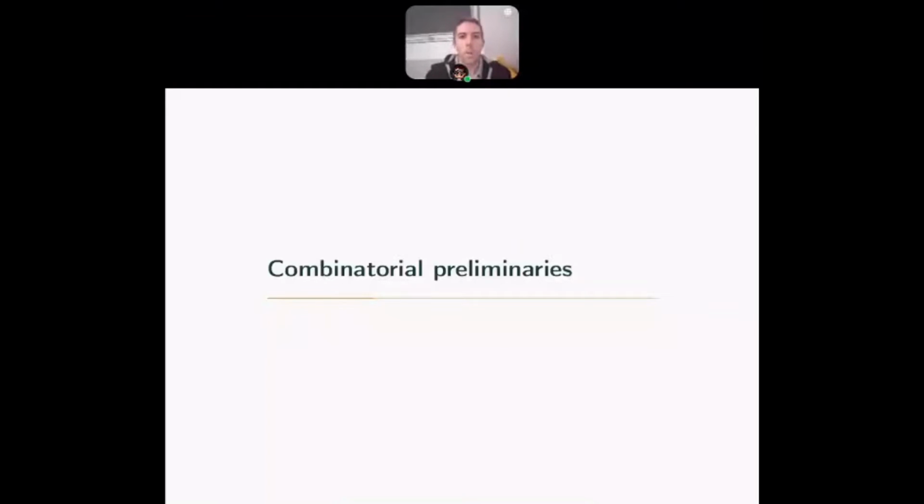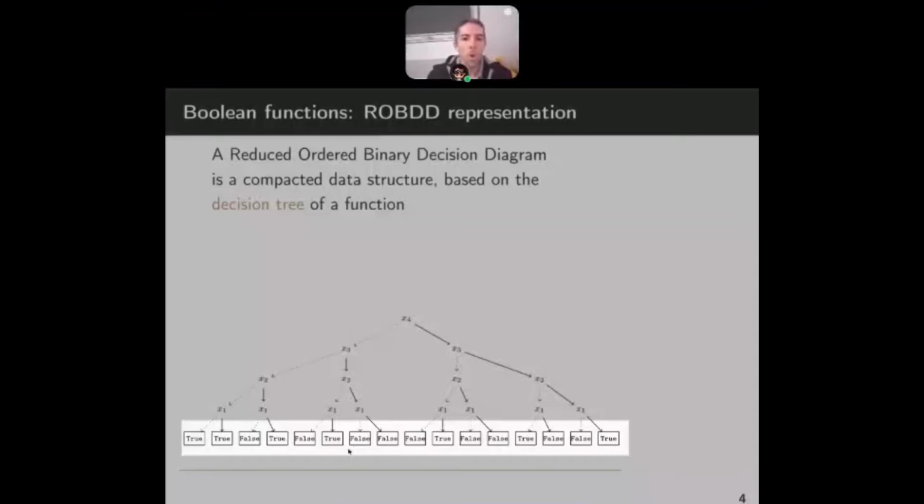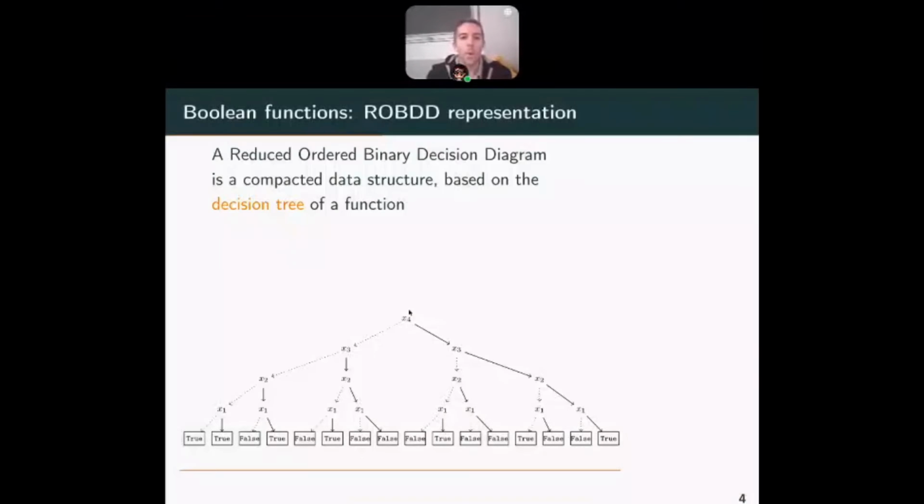So just to formalize, what is a ROBDD? The decision tree of a function is a data structure that is almost the truth table of the function. It is a representation of the truth table seen as a tree that allows to evaluate the function efficiently also. And the decision diagram, the ROBDD, is obtained through the compaction of the decision tree using two rules.